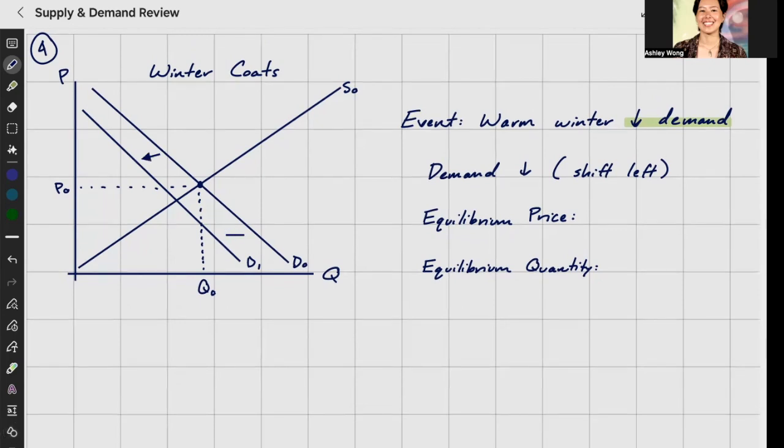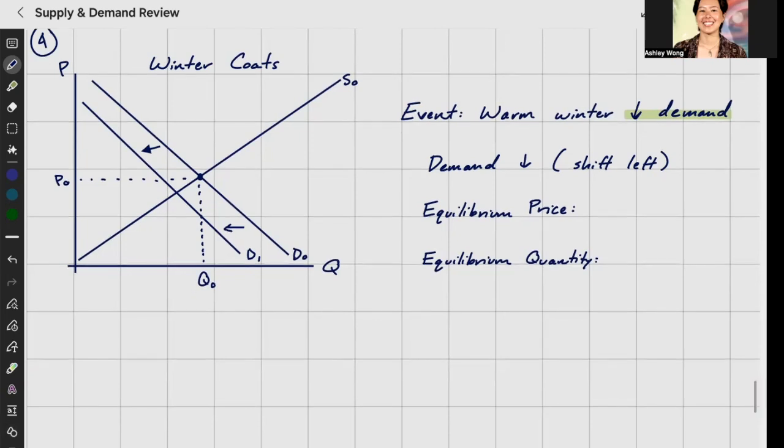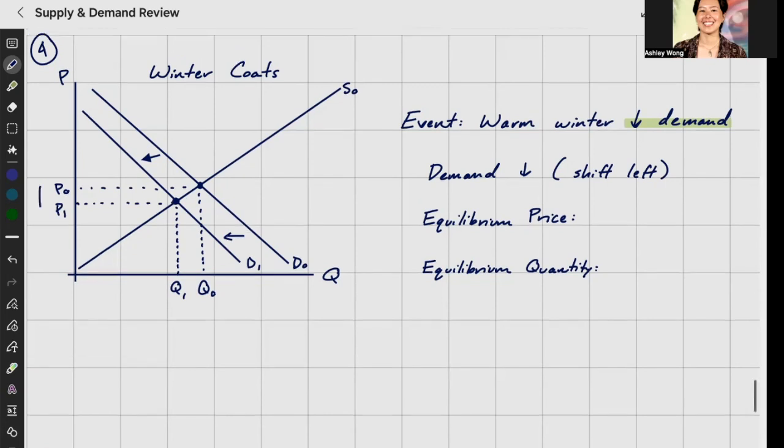And now we want to identify our new equilibrium point, which will be here, where our new demand curve intersects the supply curve. And this new equilibrium will give us our new equilibrium quantity and our new equilibrium price. Lastly, we see that our equilibrium price has decreased and our equilibrium quantity has also decreased.